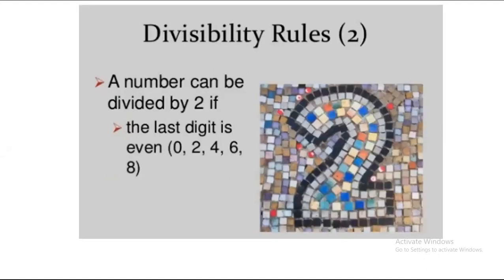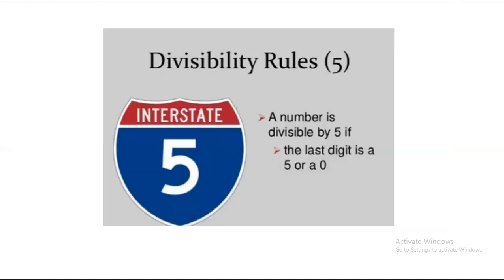Okay, there are certain rules for divisibility. The divisibility rule for number 2: a number can be divided by 2 if the last digit is even. If it's 0, 2, 4, 6, or 8. If a number ends with any of these digits, then it is divisible by 2.